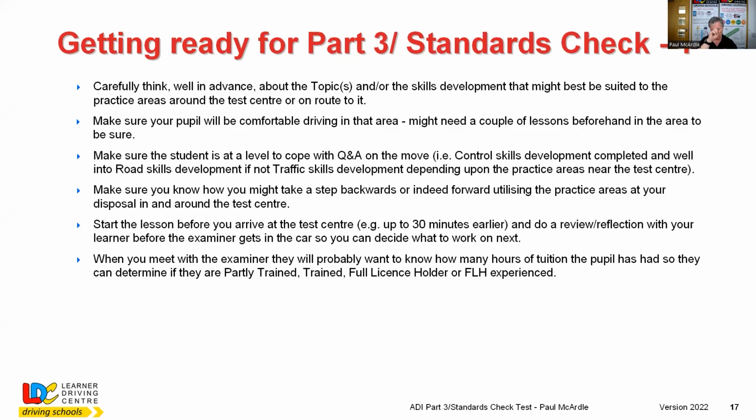You may have noticed when we saw the exam paper earlier that it says, is he a partly trained learner? Is he a trained learner? Is it a full licence holder, or a full licence holder experienced? We don't have beginner because that's not permitted. So although the form has a beginner, the beginner is not really an option. So the examiner is going to determine which of those. And the reason he needs to know that is because that will set in his mind what level of support, or level of instruction, as it used to be called, is probably most appropriate for this particular student. So it does have a bearing on what you're doing.